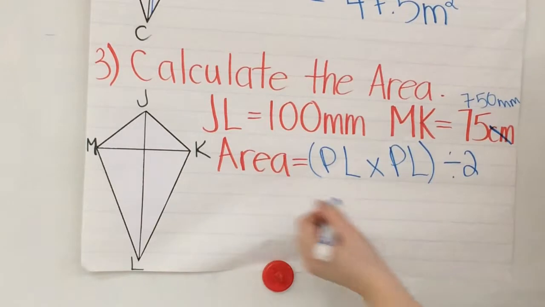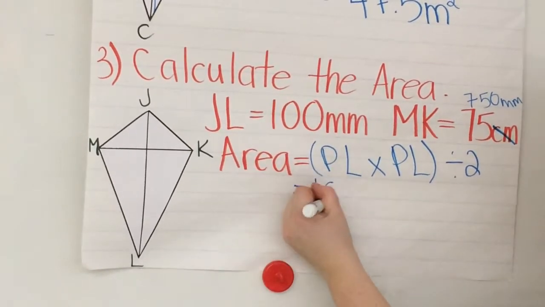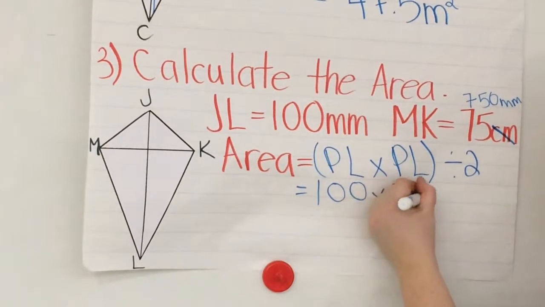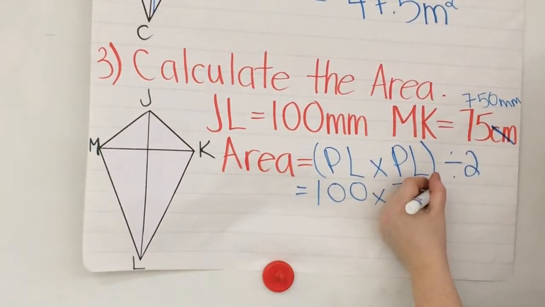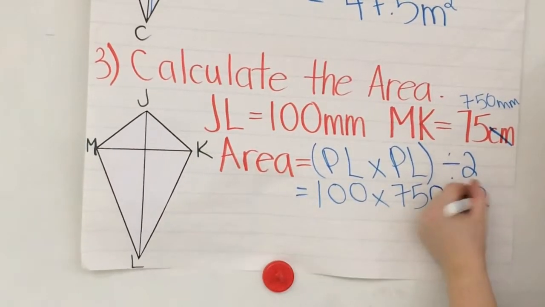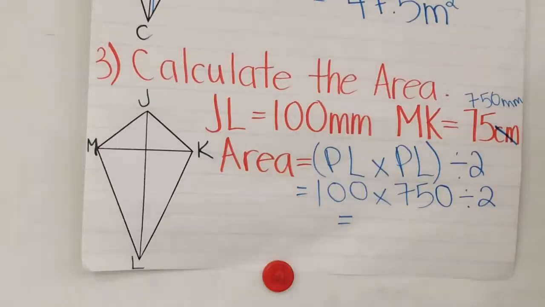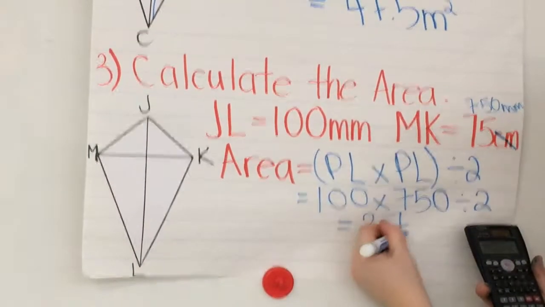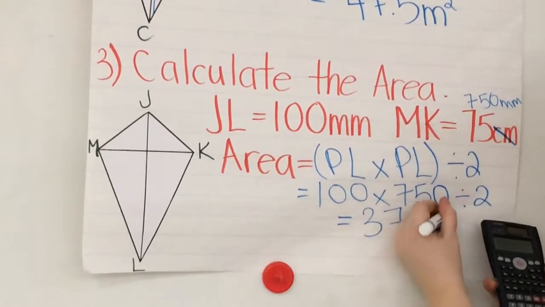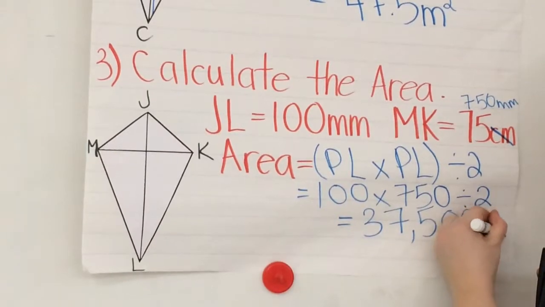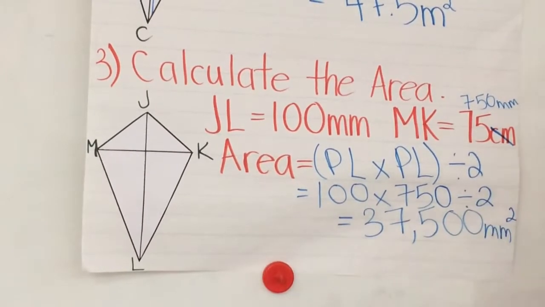So my first parallel length is 100 millimeters. My second parallel length is 750. And it is going to be divided by 2. And my total for this kite's area is going to be, oh, that's a big one, 37,500 millimeters, because we changed it to millimeters squared.